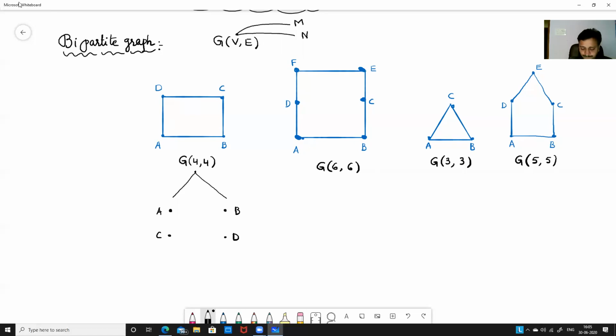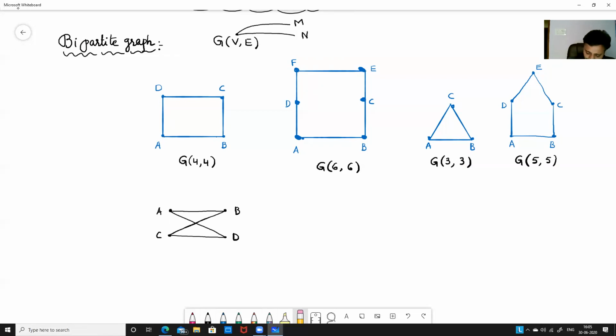Now, what edges are possible here? A to B edge is there. Therefore, we can create A to B edge. And also we have an edge from A to D. We have an edge from C to D. Therefore, we can draw C to D. And we have an edge from C to B also, like this, C to B. So the given graph is converted like this.